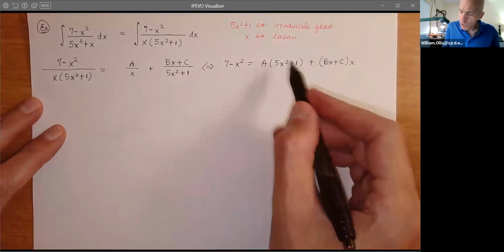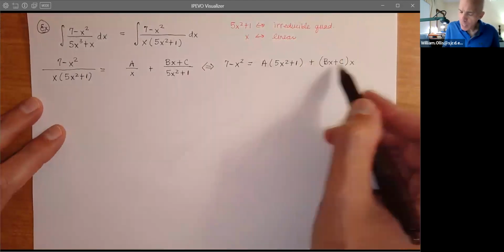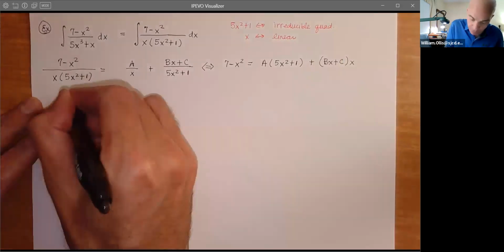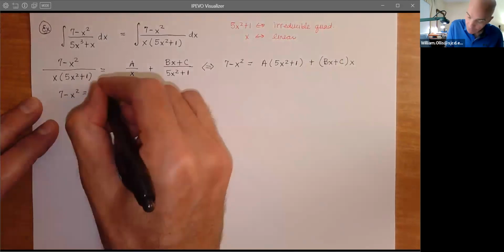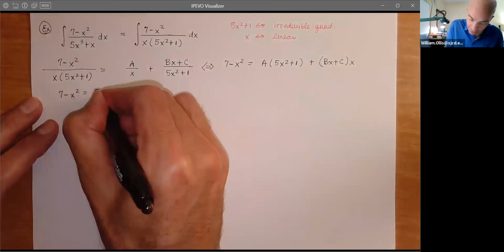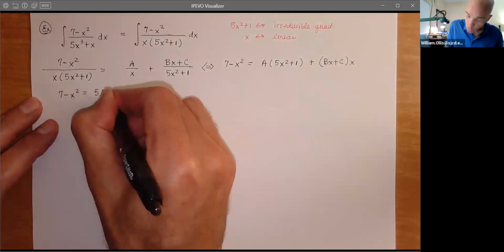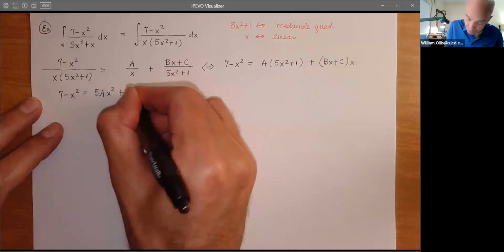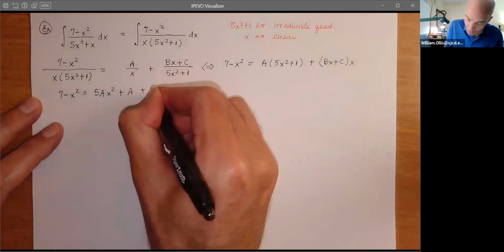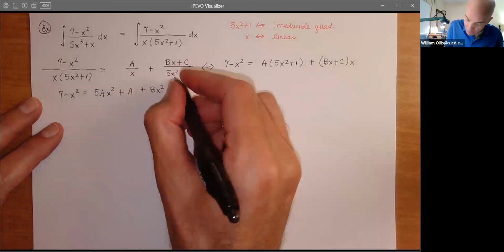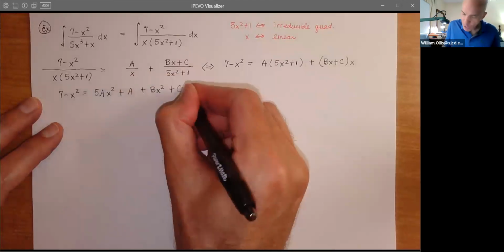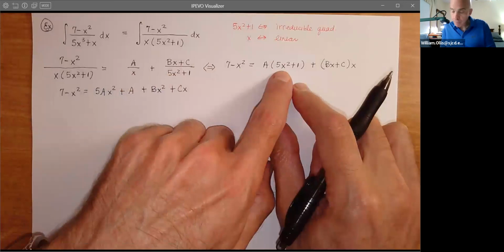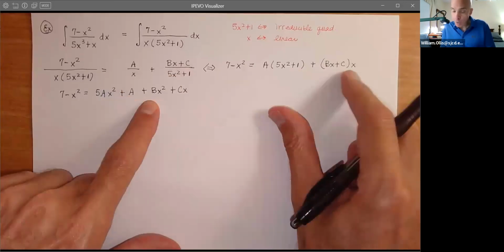So now, if you look at this, let's just go ahead and clean this up a little bit. So we have 7 minus x squared equals, I'm going to say 5a x squared plus a, let's go ahead and multiply it out, plus bx squared plus cx. Okay, just very simple. Look what I did: 7 minus x squared, 5ax squared plus a, bx squared plus cx.